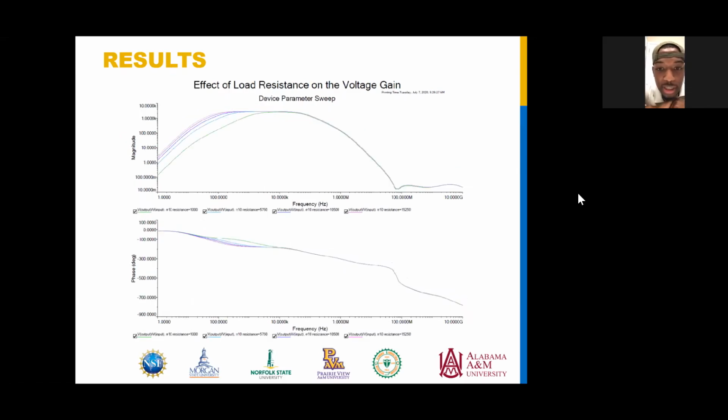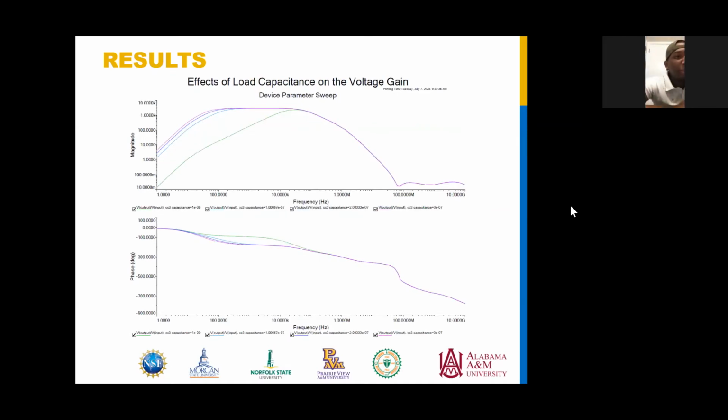Effects of load resistance on the voltage gain, device parameter sweep. The magnitude and the frequency. The green line shows the magnitude of 100 with being at its lowest of about 1,000 at about 100 magnitude, and its maximum value is about 1K. The green line also at its lowest in the graph with the magnitude of about 10 meters. The application shows the capacitance at its lowest with the magnitude reaching 1K.